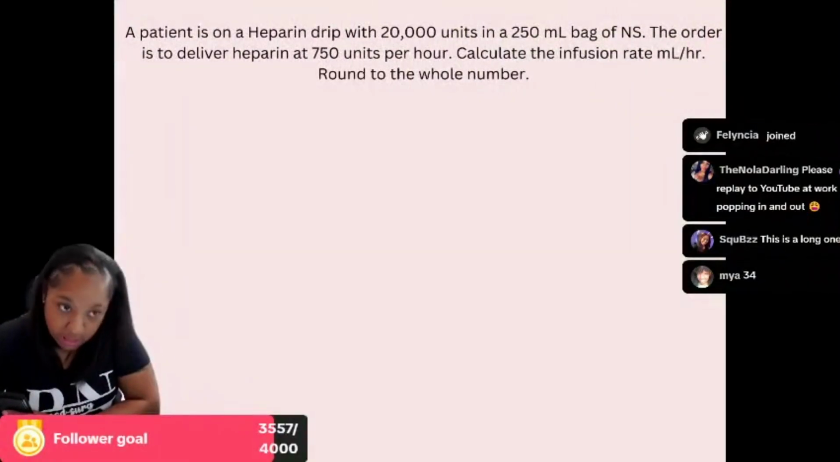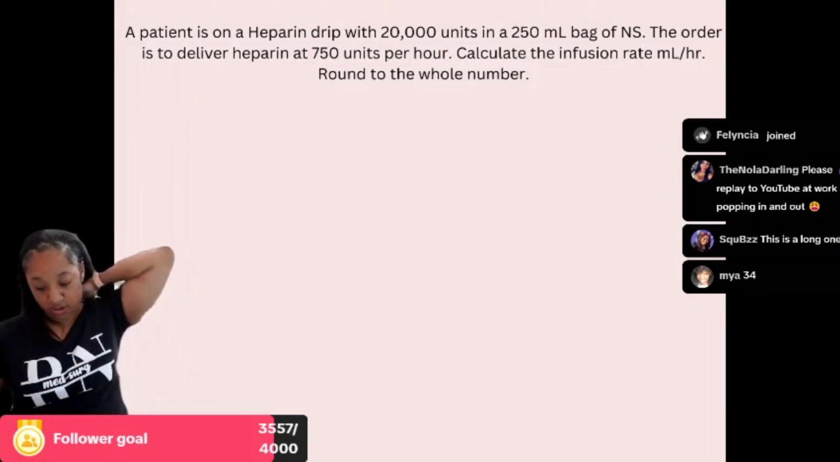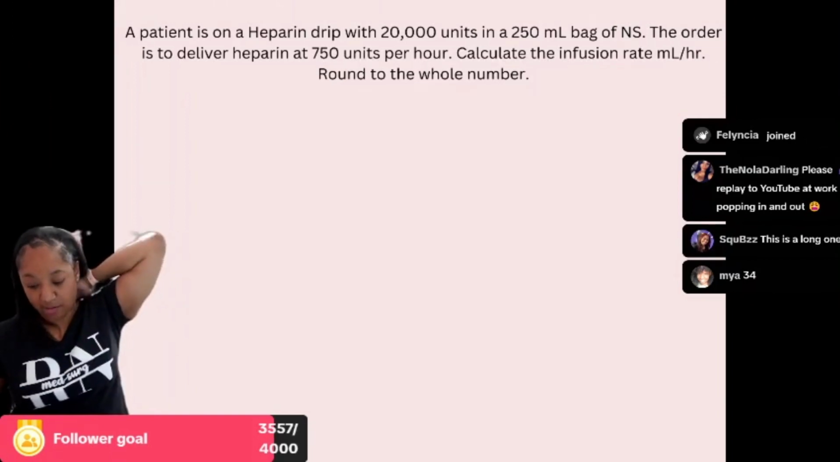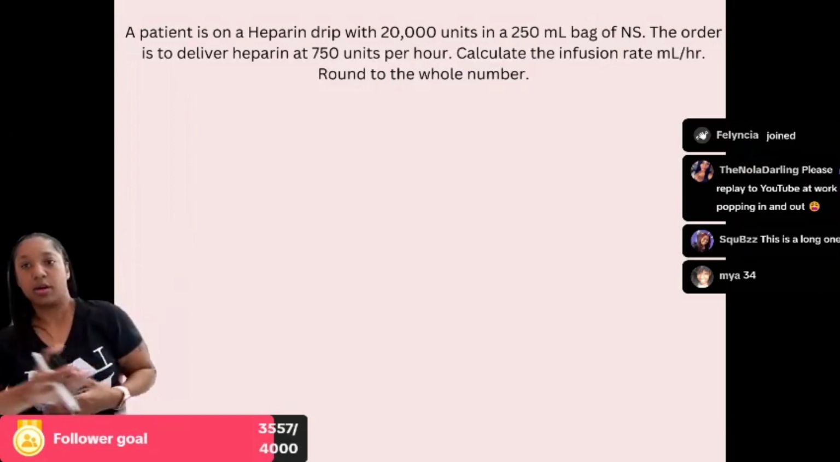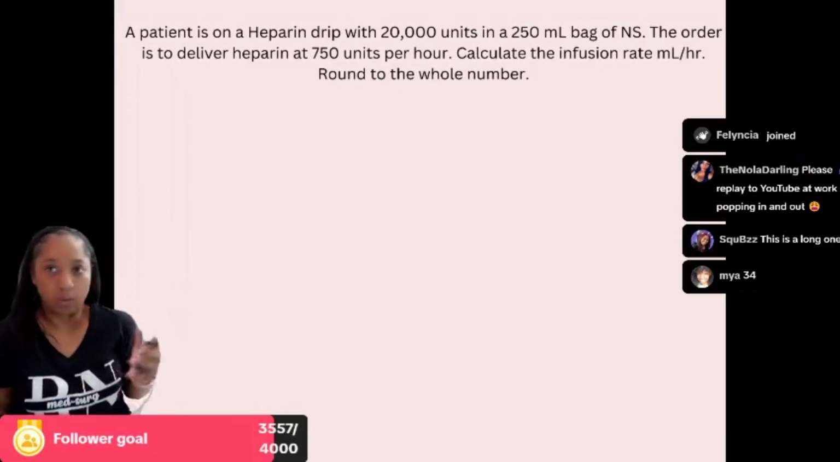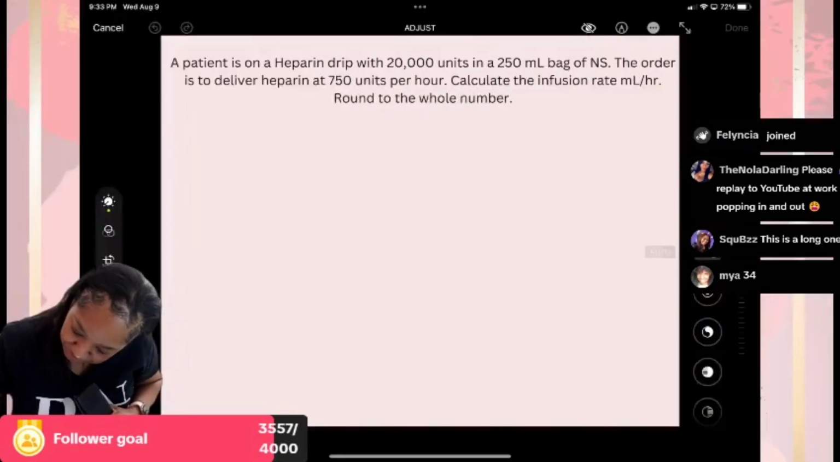Yes, yes, yes. Alright, patient is on heparin drip. 20,000 units in 250 mL bag of normal saline. The order is to deliver heparin at 750 units per hour. Calculate the infusion rate in milliliters per hour. Big bad heparin problem. Okay, let's do it.